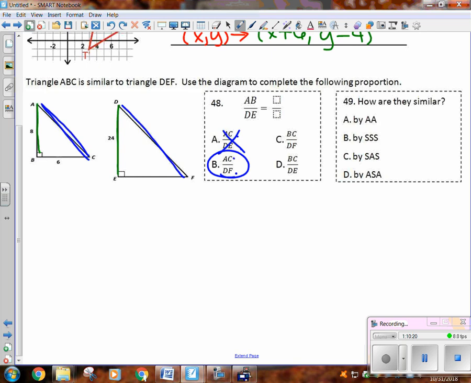The sides match. How are they similar? Well, we do have a missing side right here. But if we were to set up 8 compares to 24, in the same way 6 compares to my unknown, I'll call that x, we could actually solve for that. But the question doesn't ask me to solve. It's just interesting I could, because it does tell me they are similar, so I know that I can do that. Are they similar by angle, angle?